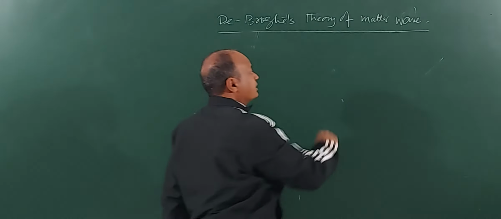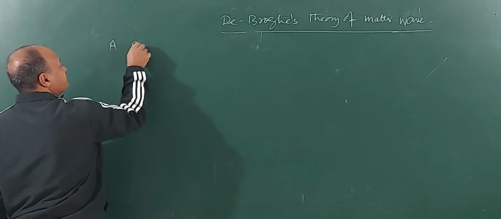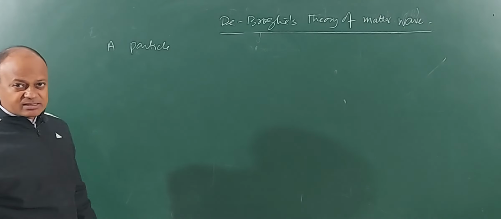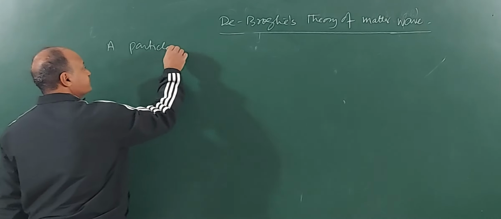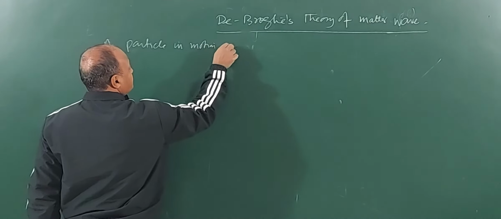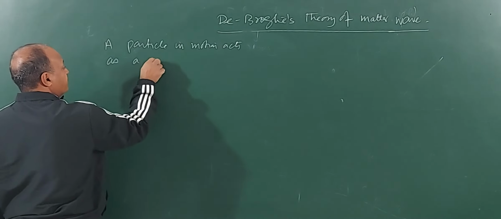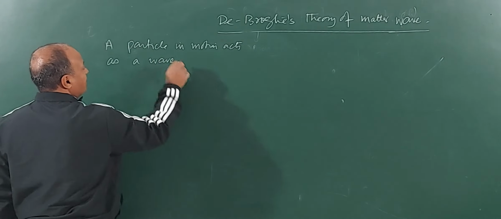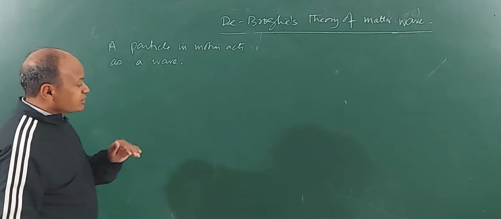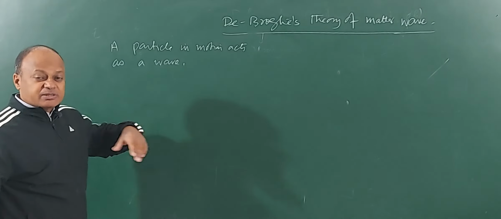Okay. What is the theory? The theory says that a particle, when I say particle, it means a mass, right? A particle in motion acts as a wave. A particle in motion acts as a what? Wave. It creates its own ripples. If it is a wave, it must have a wavelength.